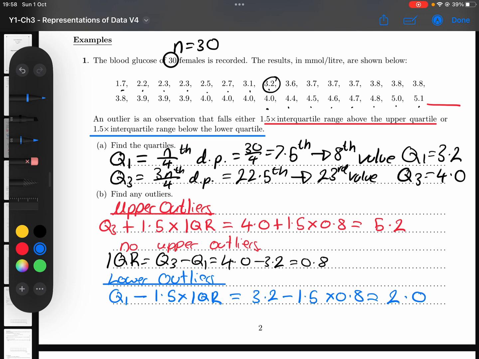And if we look at our data set, we can in fact see that we would get an outlier of 1.7. So we can say 1.7 is indeed an outlier.